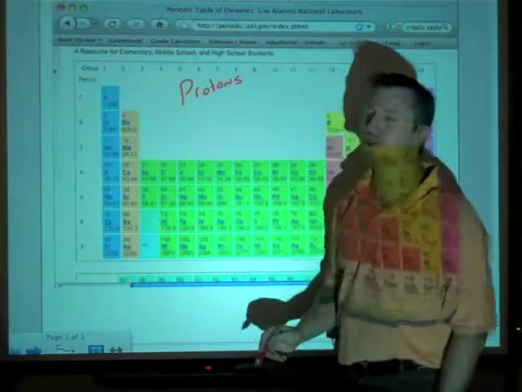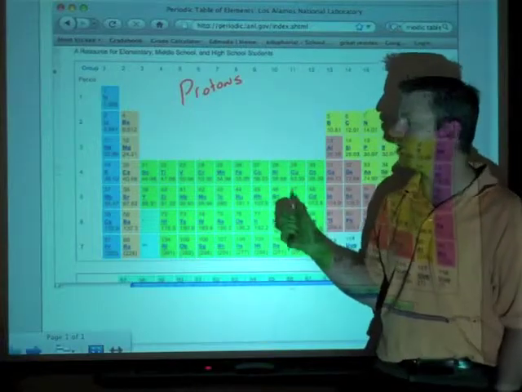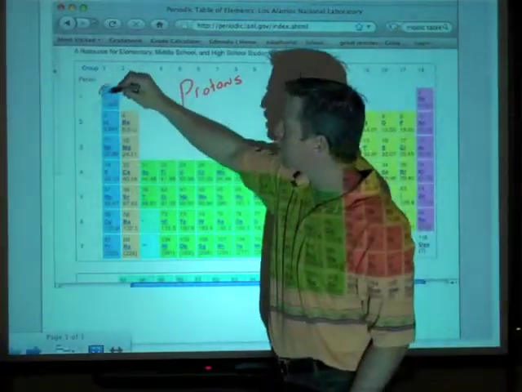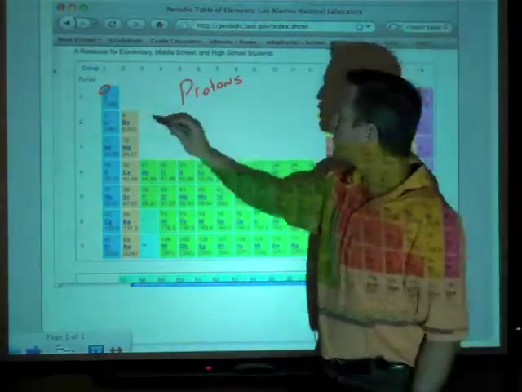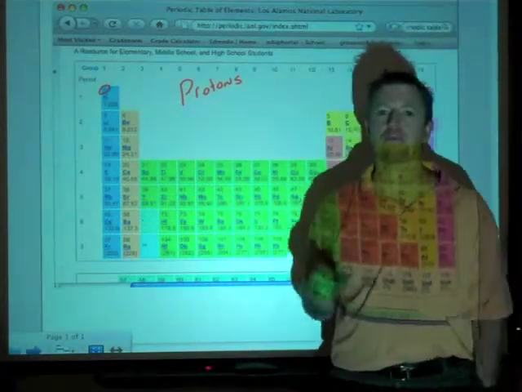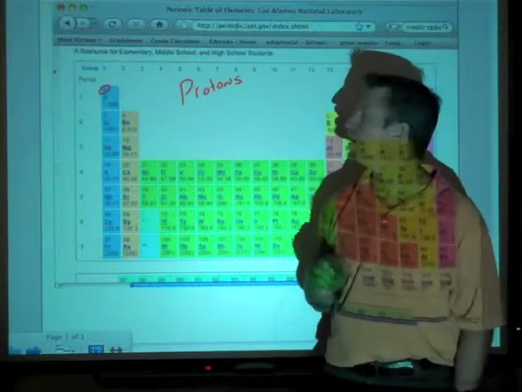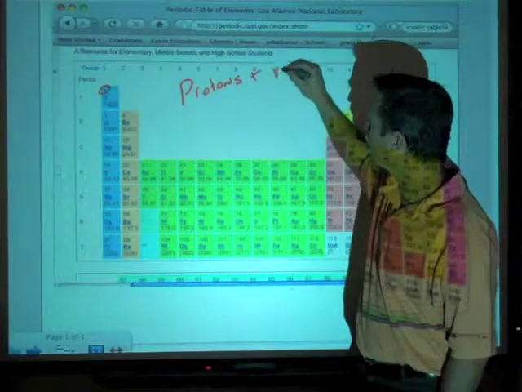One thing about protons is you can always figure out what the atom is in this periodic table by knowing that the atomic number, this top number, like it says 1 here, 2 over here, 3, 4, 5, 6, 7, 8, 9, 10, and so on, will always identify the number of protons that atom contains. And remember, protons are always positive. They're found in the nucleus of the atom.